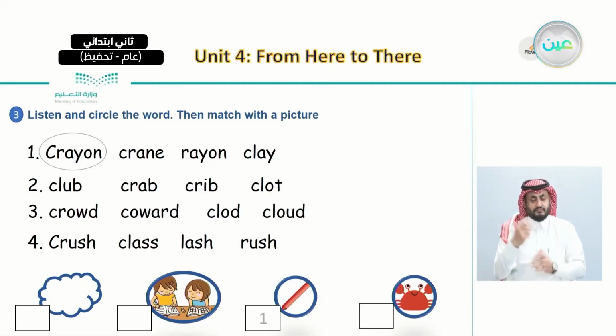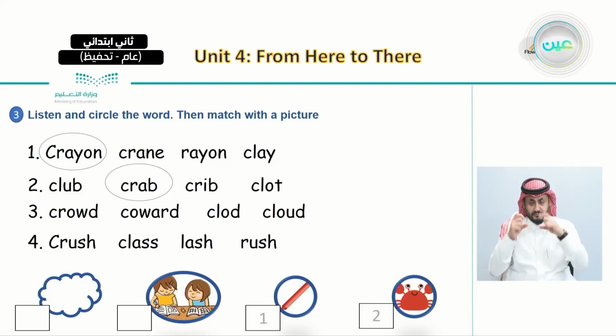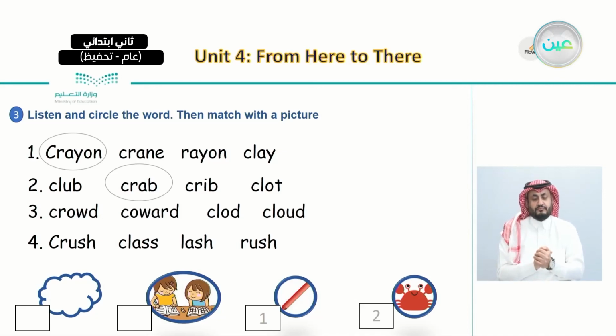Number 2. The word of number 2 is crab. Crab. So what do you think? Which word of the words of number 2 is crab? It is the second one. So here we put a circle and go to the pictures and we write here number 2.